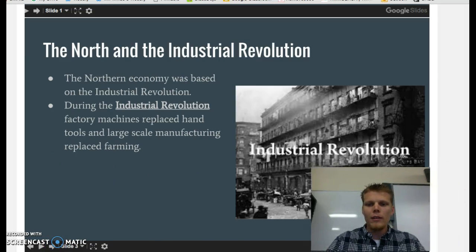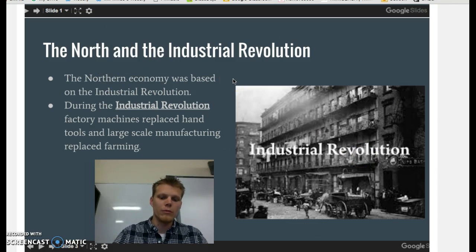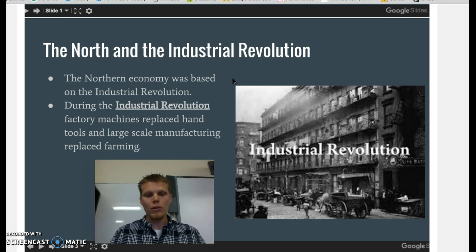Going back, let's talk about the north a little bit more. We have the Industrial Revolution, okay? The northern economy was based on the Industrial Revolution. During the Industrial Revolution, factory machines replaced hand tools and large-scale manufacturing replaced farming. So instead of everybody working on a small farm and kind of growing everything that they need, there was a focus on building factories that could mass produce stuff.